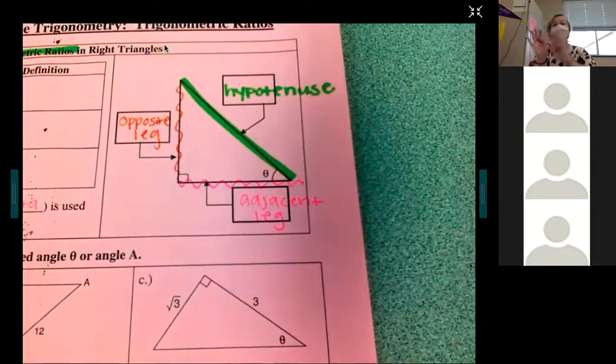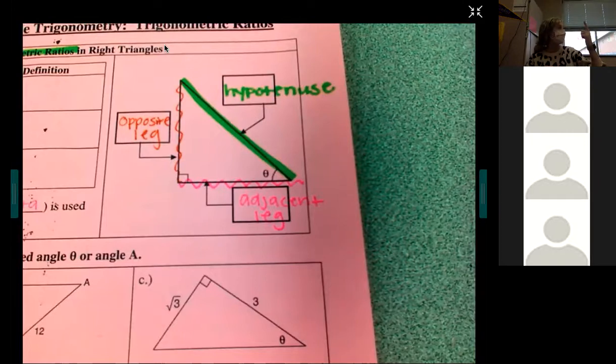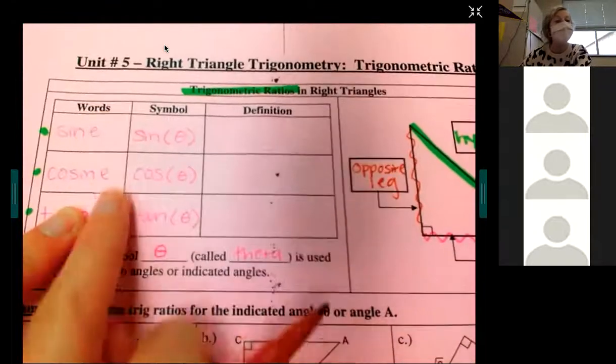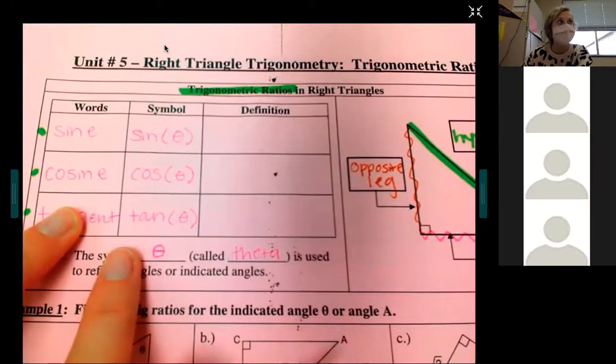The opposite leg is on the other side. So if the angle is on the right, the opposite leg will be on the left. Angle's on the top, opposite leg will be on the bottom. Very good. Anytime you're doing trig, you have to know if you were given the hypotenuse, adjacent, or opposite, because what you have in the triangle they gave you depends on which of these you're going to use. Are we okay with that?